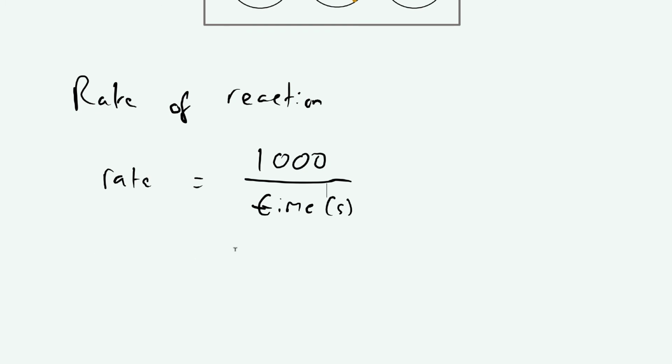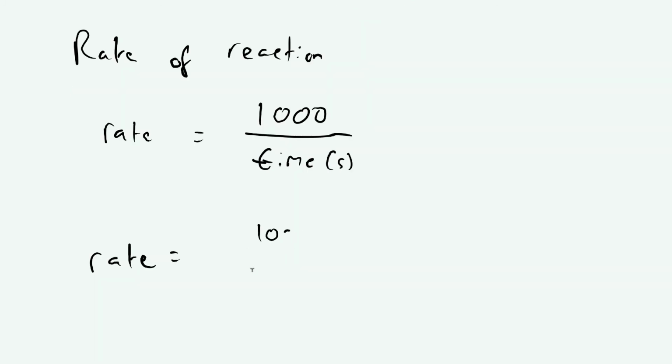And so in this case, our rate is equal to 1000 divided by 150, which gives us an answer of 6.7 if we round, because it's 6.6 recurring, but that's 6.7 to two significant figures. And the units for that are seconds to the minus 1, just because we've got a number, which is nothing, divided by seconds. So seconds to the minus 1 just means divided by seconds. And that will be how we calculate the rate for this specific reaction.